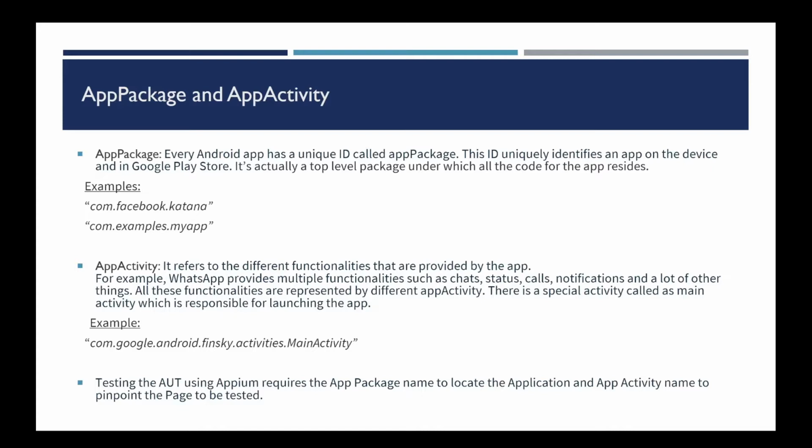Now let's come to app activity. App activity refers to different functionalities that are provided by the app. For example, for a WhatsApp app, we have multiple functionalities provided by it, like chats, status, calls, notifications, etc. All these functionalities are represented by different app activities. So for each functionality, we have one app activity. If I have five functionalities in my app, I can have five app activities.